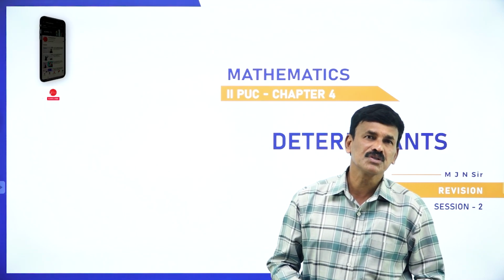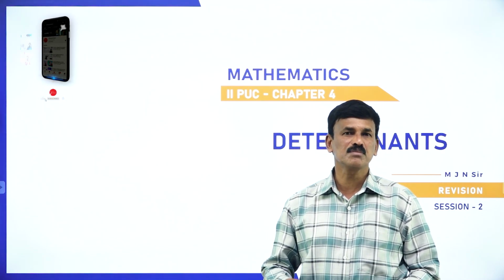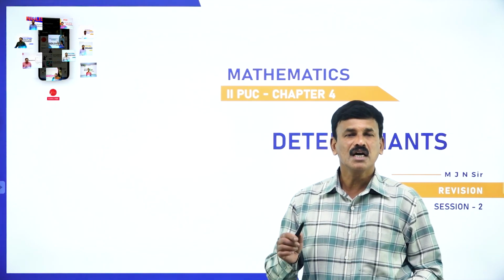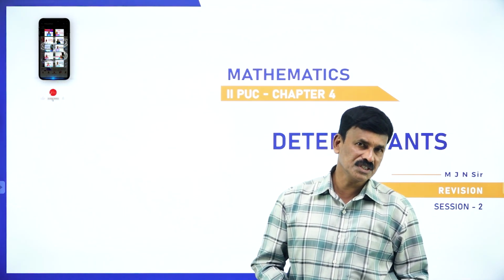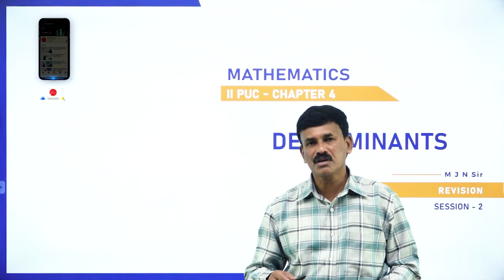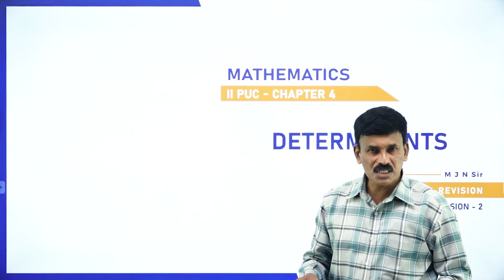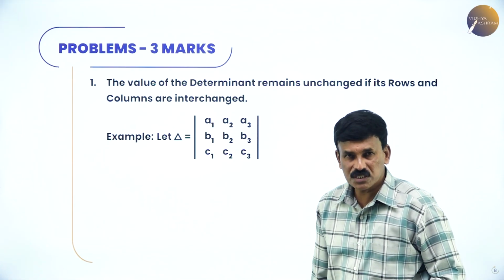Today in this session, I am going to discuss a very important concept, that is properties of determinants and the problems based on that, and also finding the adjoint. So, whatever the questions asked in the examination for 3 marks and 5 marks, that I am going to discuss in this session. First one, properties of determinants.